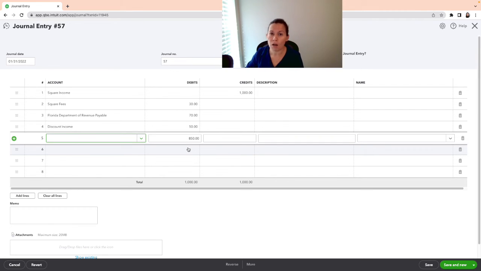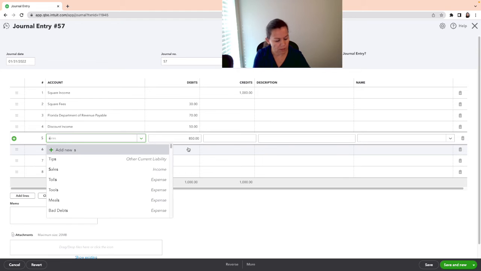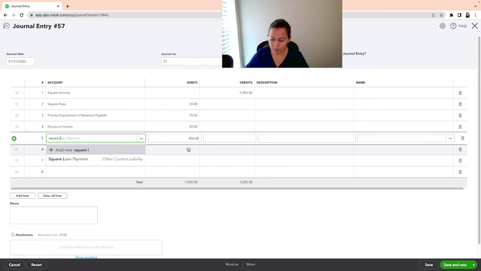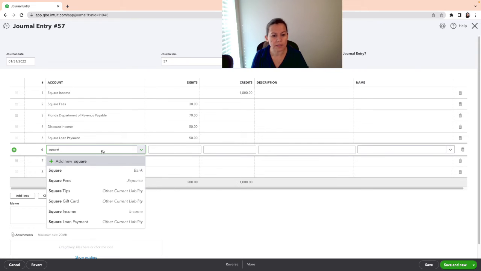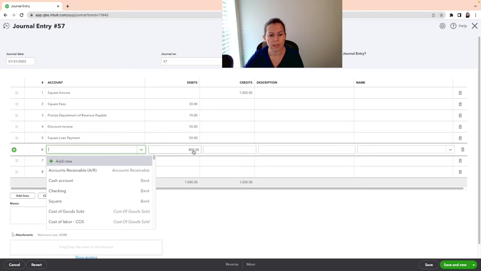Now, if you have more complication, such as you're paying a Square loan, then you can put Square loan in here. Okay, Square loan payment. Let's suppose the Square loan payment is for $50, and let's suppose you have Square savings. You're gonna put Square savings in here, and then you're gonna put whatever amount went into Square savings, and then the bottom line has to be whatever went to your bank account.